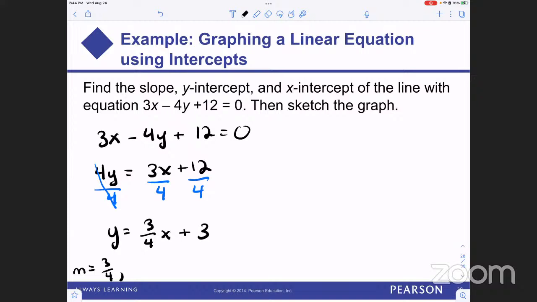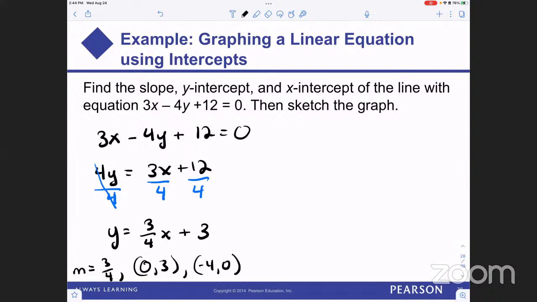This is a shortcut, but for the y-intercept, we set x to 0. So if we set x to 0, this term goes to 0 and we're left with just 3, y equals 3. So for the y-intercept, I'm going to write 0 comma 3. And then for the x-intercept, we set y to 0. So if we set y to 0 and solve, subtract 3 on both sides, and then multiply by 4 over 3, it looks like you get a negative 4. So then negative 4 comma 0, all right?